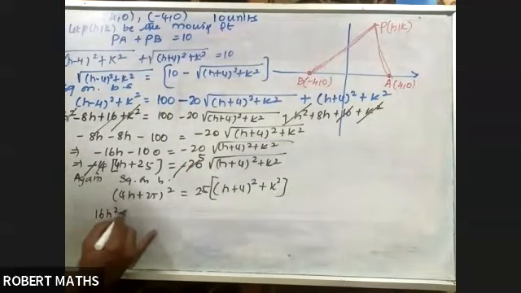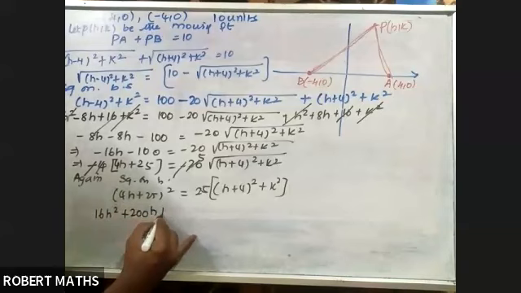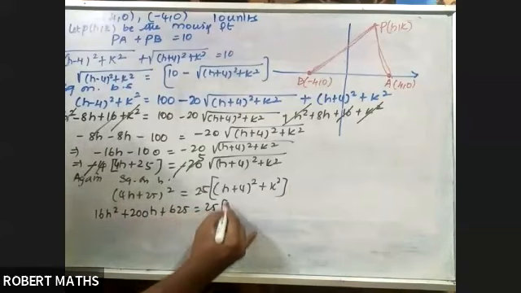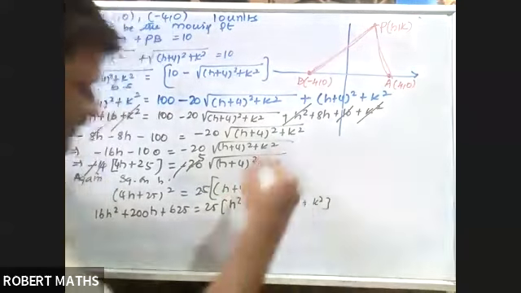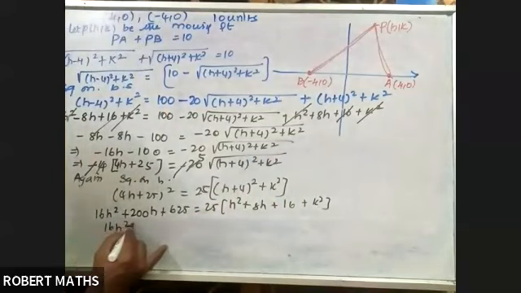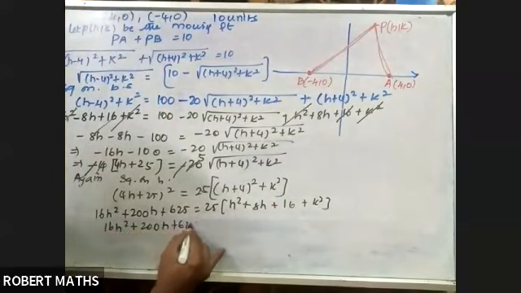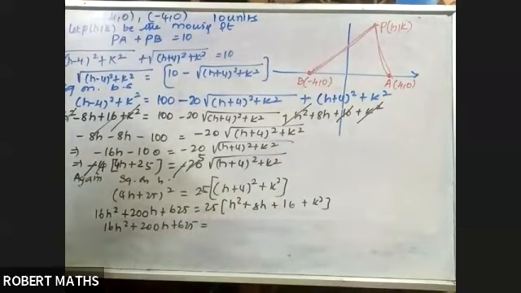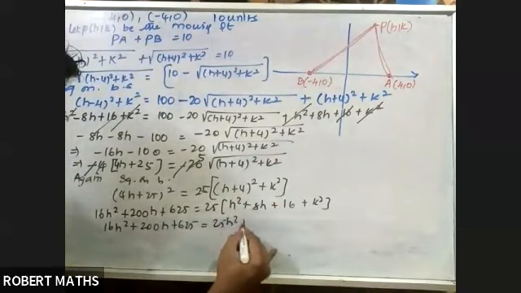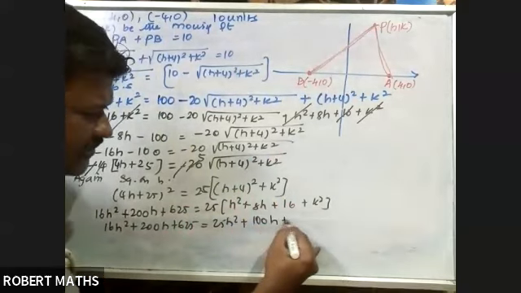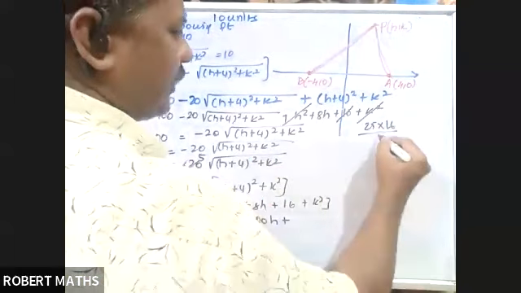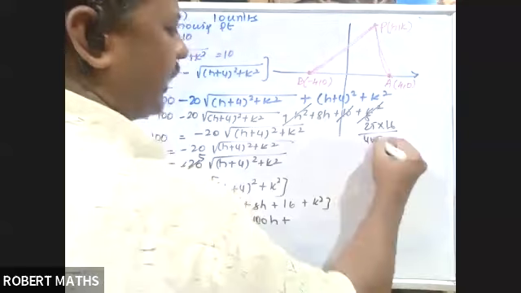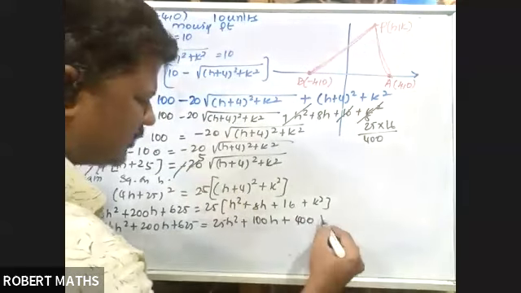4h square, that is 16h square. 2ab, 25 into 4, 4 into 200, 200h plus 625. 25 into a plus b the whole square, h square, 2 4s are 8h plus 16 plus k square. Is it right? Now 16h square plus 200h plus 625, multiplying everything by 25, we get 25h square, 25 into 8, 100h, plus 16 into 25. What will we get? 25 multiplied by 16. 16 5s are 80, 16 2s are 32, 400. We'll get 400 plus 25k square.